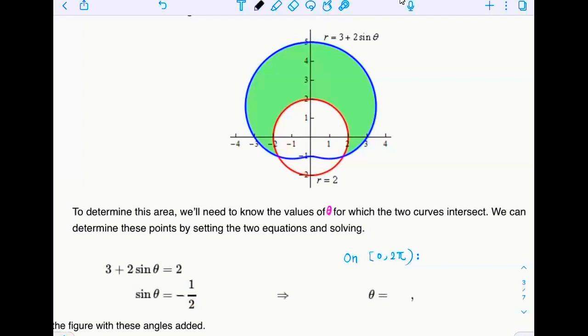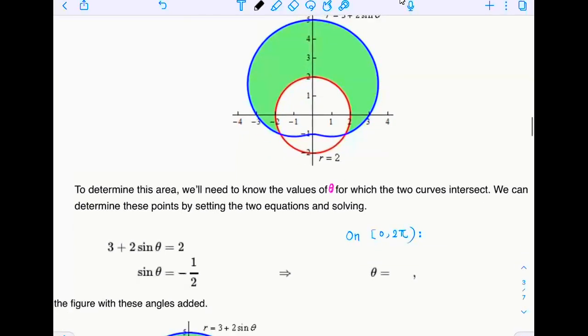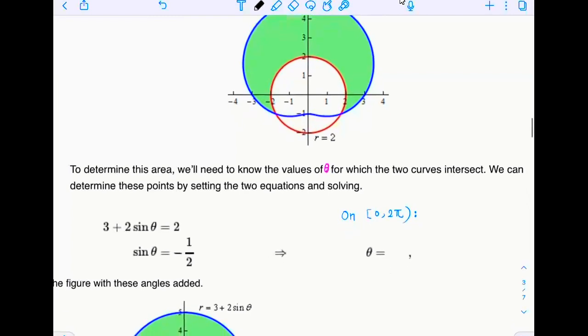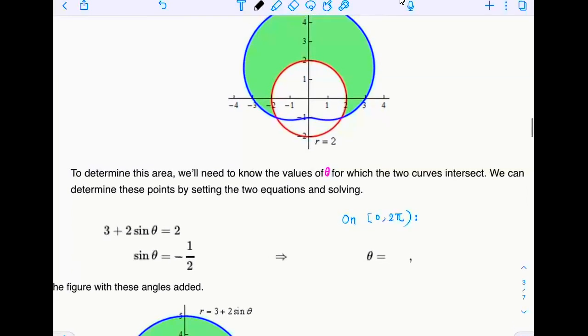Okay, yeah? You want to say something? One way to do that, I heard someone trying to say something. Can you speak up? 7 pi over 6. Okay, you got it. And what's the other one? 11 pi over 6. Yeah, you got it. Okay, 7 pi over 6 and 11 pi over 6.